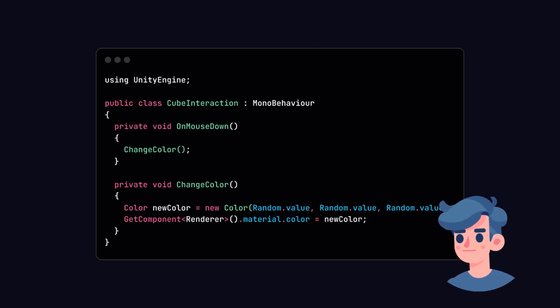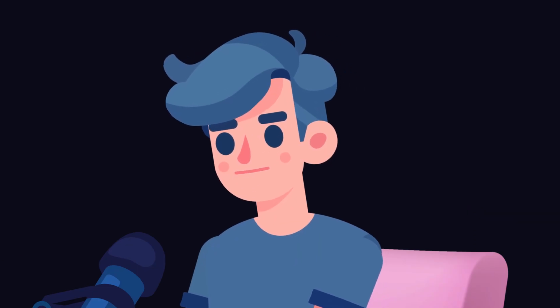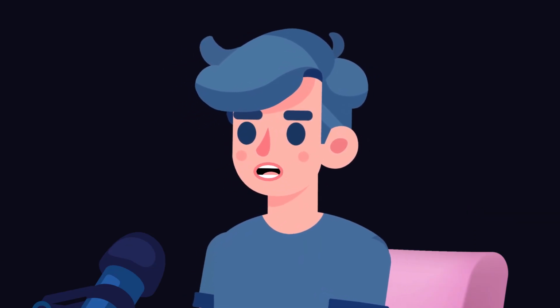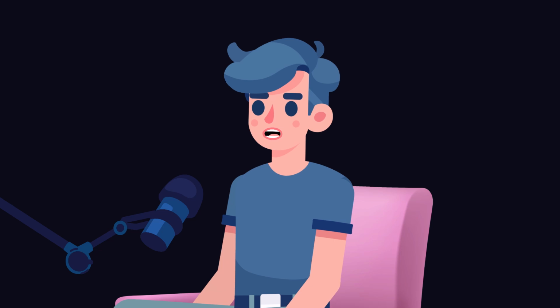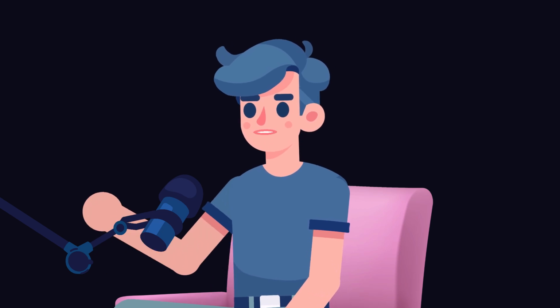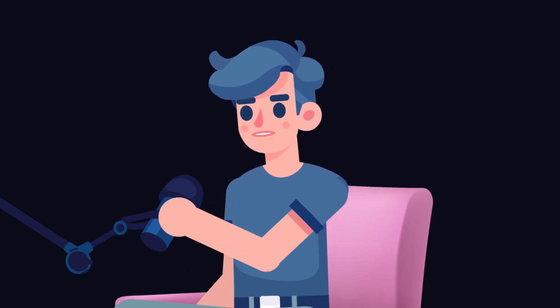Next, let's make our cube interactive. For instance, we can make the cube change color when tapped. Let's add another script to handle this interaction. Attach this cube interaction script to the AR_cube. Now, whenever you tap on the cube, it'll change its color to a random one. This adds an interactive element to our AR game.